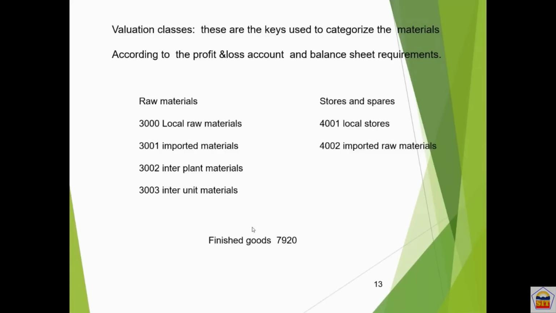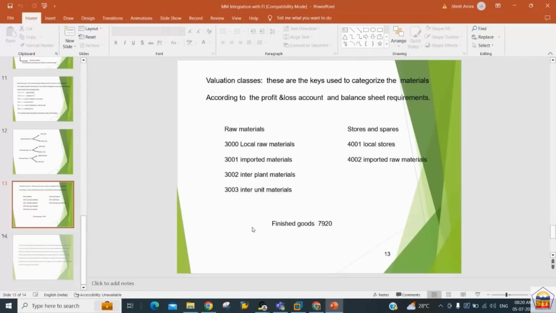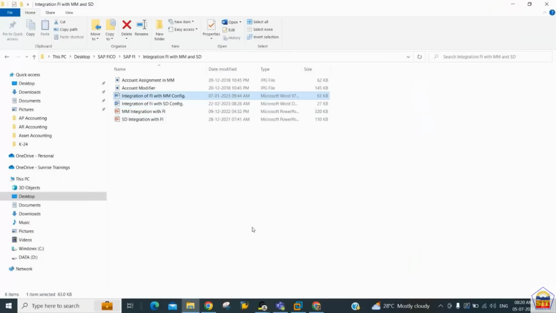It is saying what kind of material types we have. So here we have the raw material, stores, spares, finished goods, and for this we use a standard valuation class ID, and we can just see all are four-character numeric codes. For the raw material we use 3000, for finished goods we use 7920. So most important are these two, raw material and finished goods. Now we'll see in the system how this integration will happen, and for that we need to follow the steps.